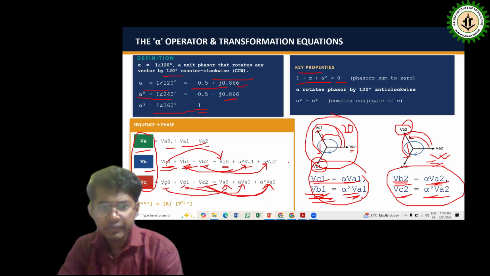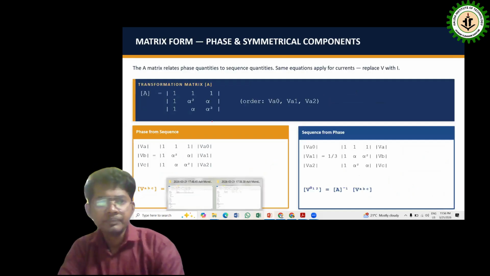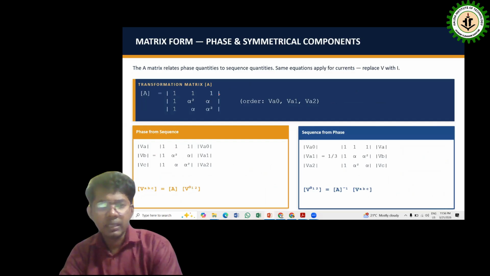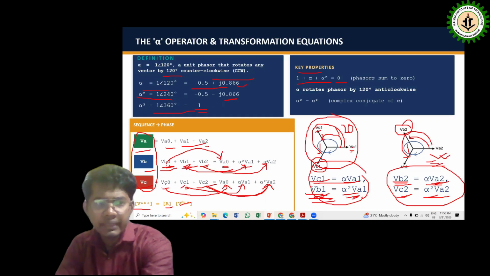If we write these three equations in matrix form, VABC equals the A matrix into V012, meaning the zero sequence, positive sequence, and negative sequence. The A matrix looks like this. Here you see 1, 1, 1, then 1, alpha square, alpha.